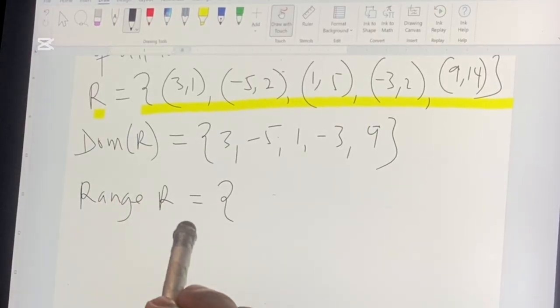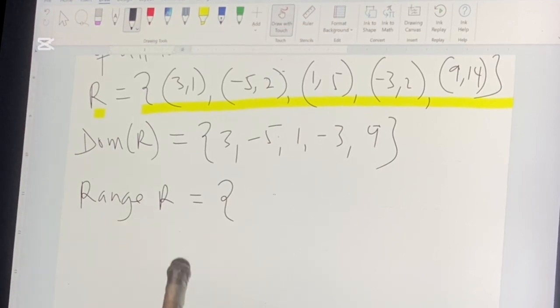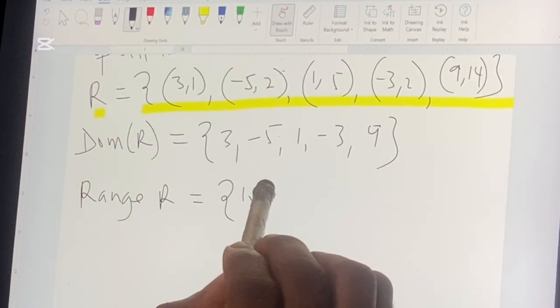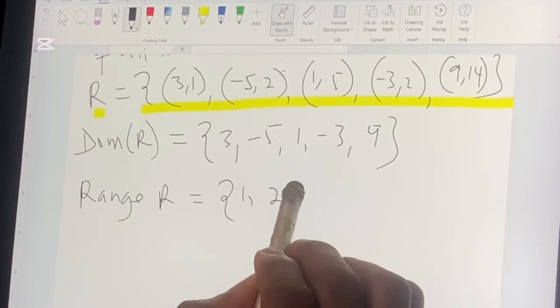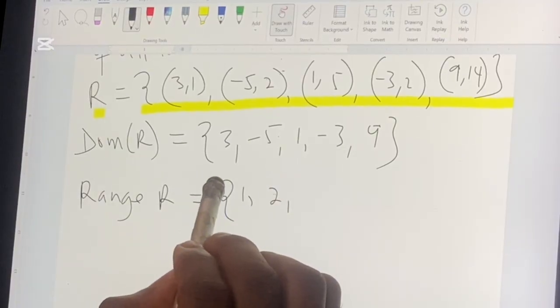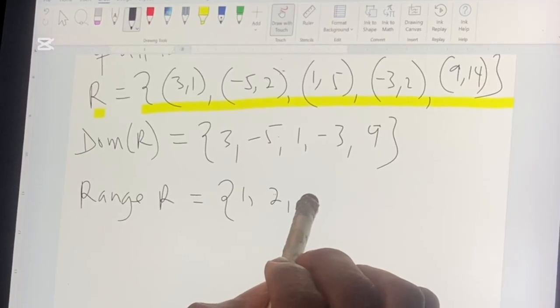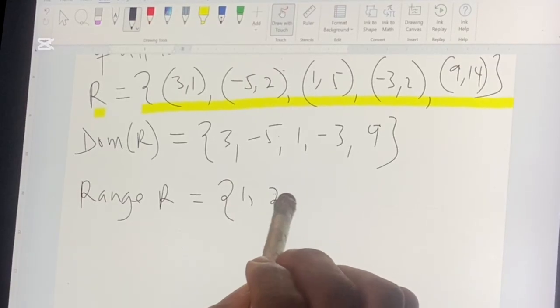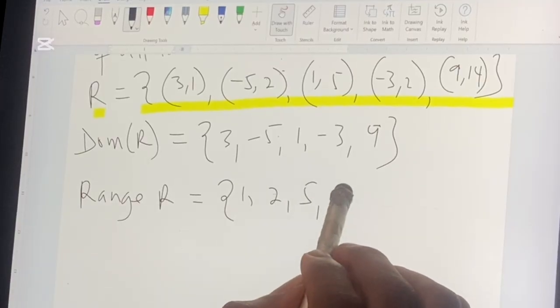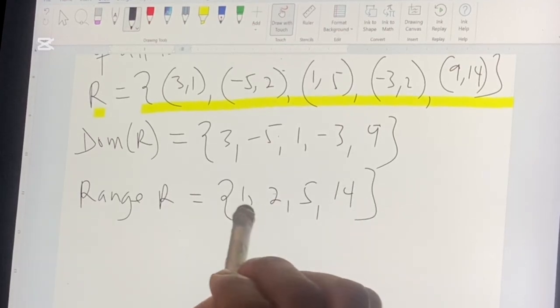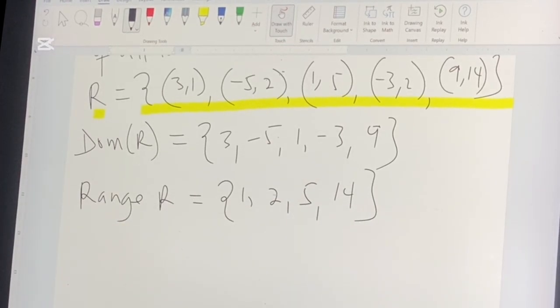Range is a collection of all the second members. That is 1. We have 2. We have 1 again. But remember, this is a set, because the curly bracket is telling us that it's a set. So in a set, we don't repeat members. We have collected 1, collected 2. The next second entry is 5. The second one here is 2, and I don't need to take the 2 again because we have already collected 2. The last one here is 14. Please take note. So this is the range of this relation.